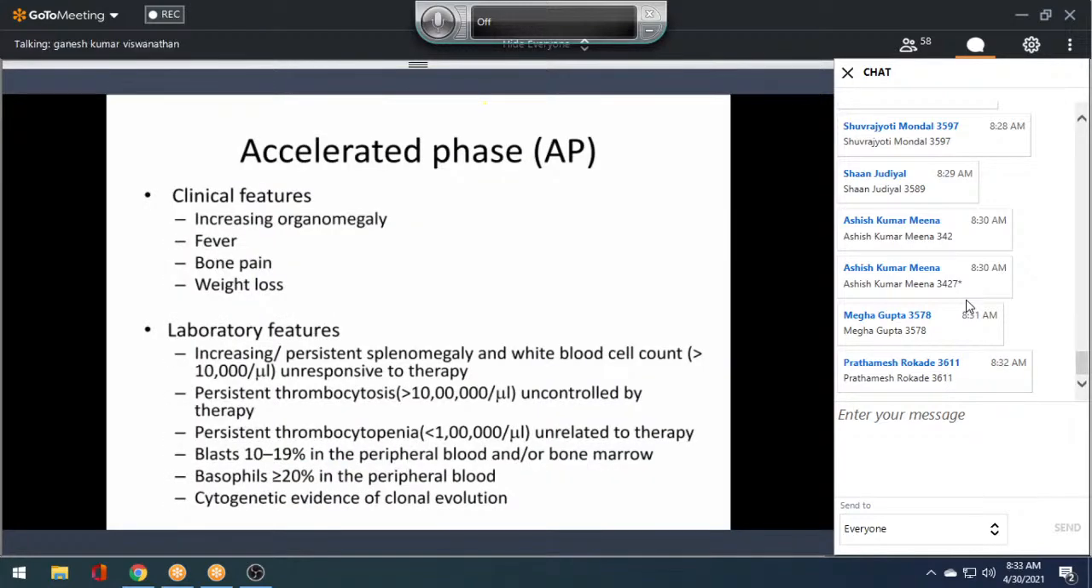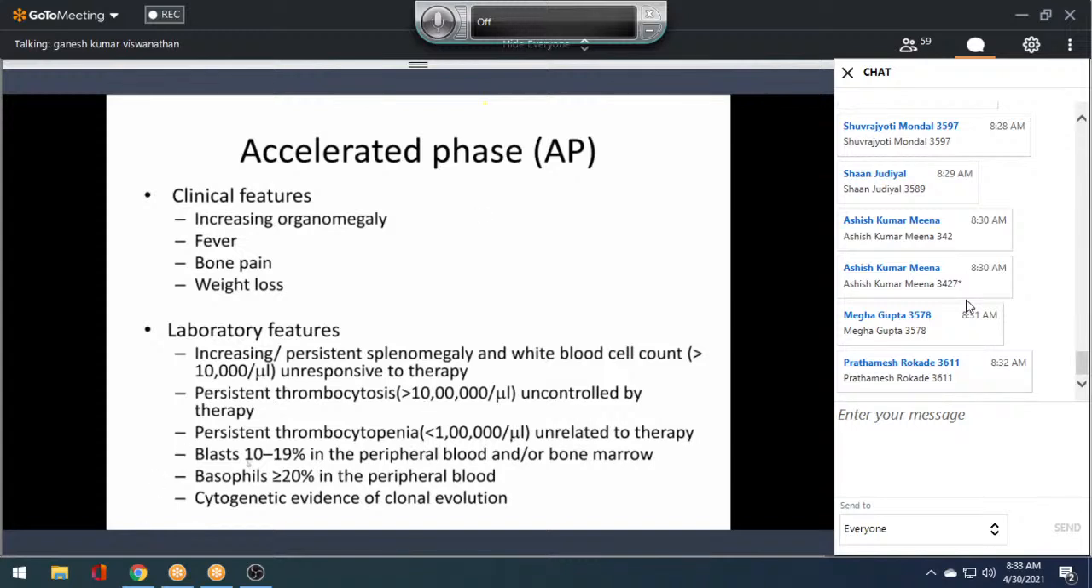Patients present in chronic phase in the majority of cases, whereas some cases present with accelerated phase or some cases progress to accelerated phase and blast phase. In these cases, the organomegaly is increased and the patients have worse symptoms. The white blood cell count is much higher, and the platelet count is also much higher. You can go even up to 10 lakhs.